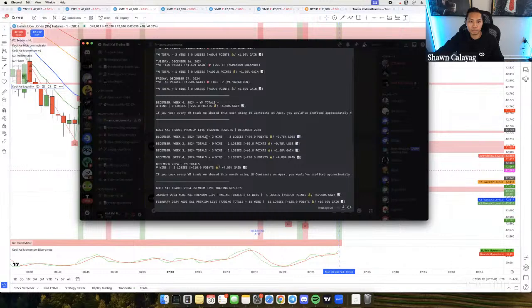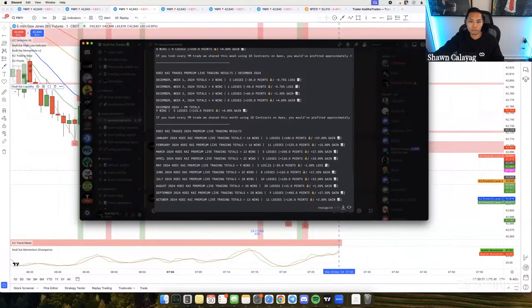The first 2 weeks were super choppy. That was when the markets were going back and forth, so we were at a net loss for the first 2 weeks. And then in weeks 3 and 4, we picked it right back up. So it looks like we're probably going to close out this month.